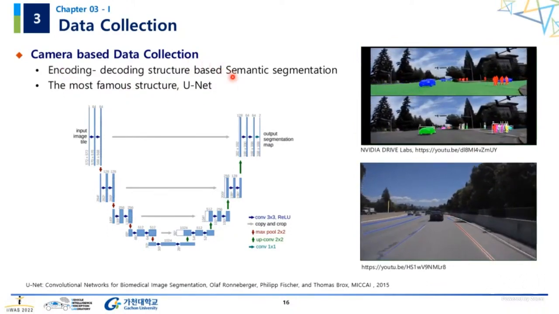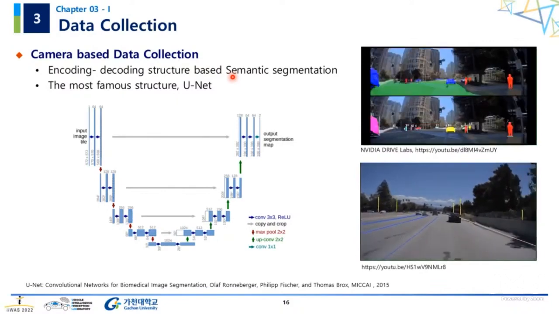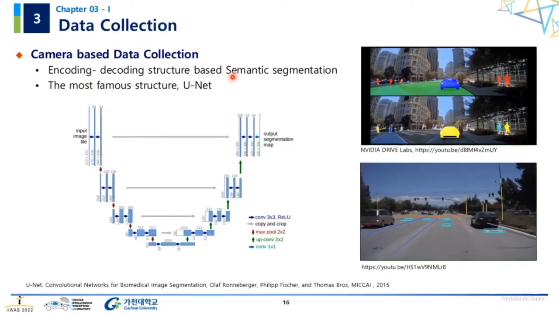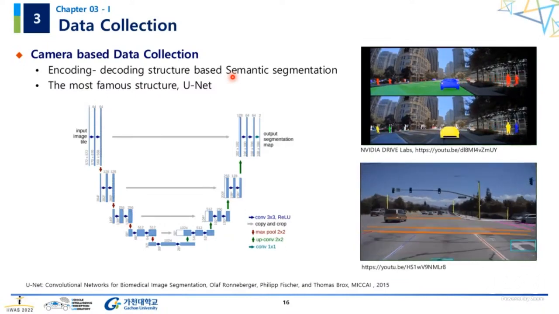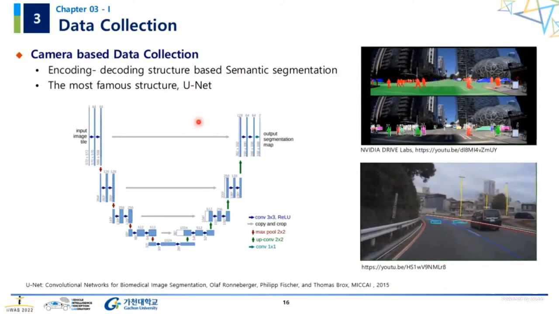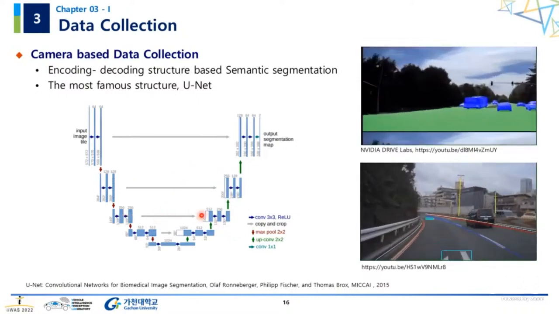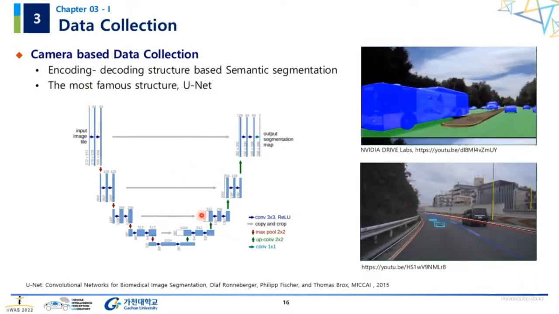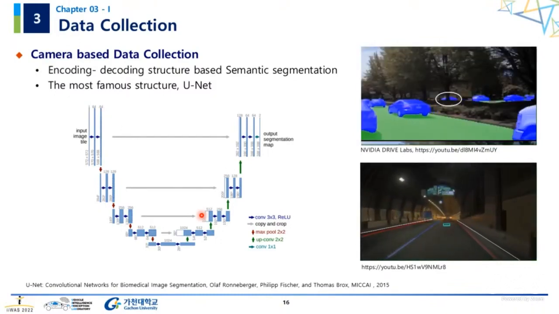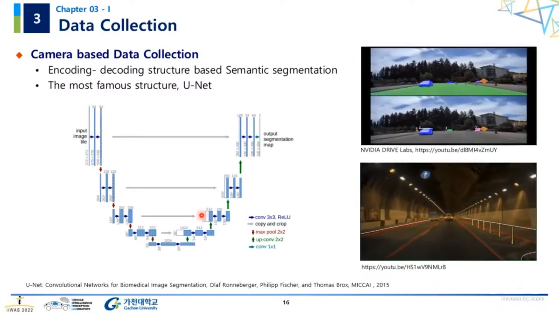UNet extracts image features not only of low dimensional but also of high dimensional information, enabling accurate positioning. To this end, it is a structure in which features obtained from each layer in the encoding step are combined with each layer in the decoding step. Through this, it recognizes information such as lanes and road area that are difficult to distinguish from the bounding box in the images.